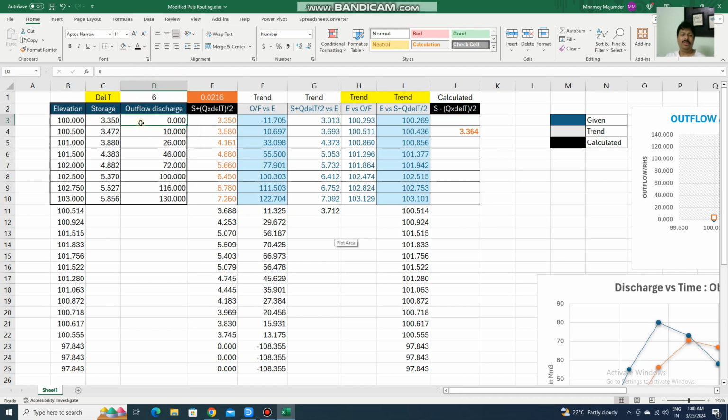So Q2 you have been given, storage you have been given. What more do you require? You require the del t. So del t is what? That is the length of the time period. I have already discussed that that was 6 hours. And as discharge is in meter cube per second, it is better to convert this hour into seconds. So you just multiply 60 into 60 with 6 hours.